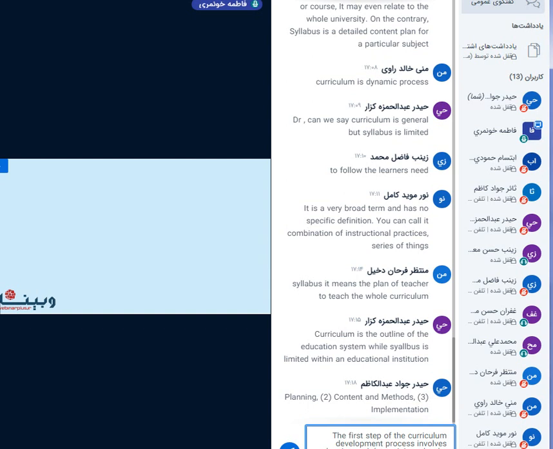Now I want you to look at this list here and tell me in which order all these planning tasks should happen when people are planning the curriculum. Which one should be done first?